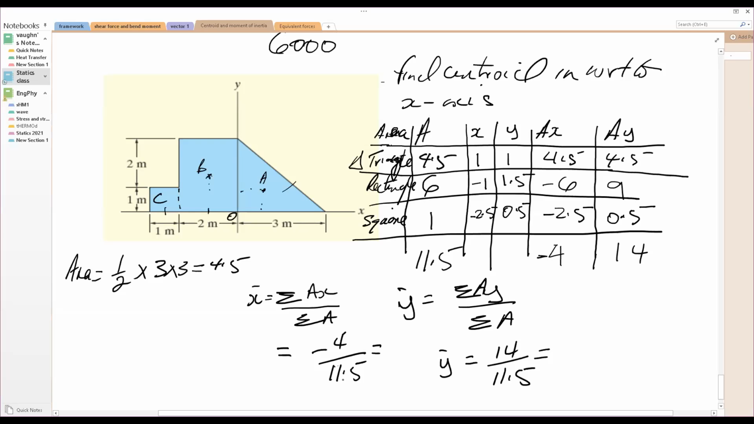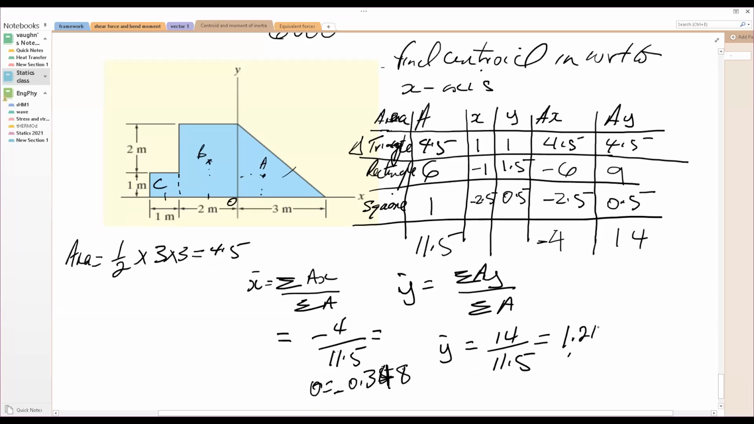All right, so what that equals to now is 4 divided by 11.5. Such a small figure. So it's minus 0.35. Or if you want to put it to 4 significant figures, you can call it 3.48. And this one now is 14 divided by 11.5. So that is going to be 1.217. And the measurement was in what again?